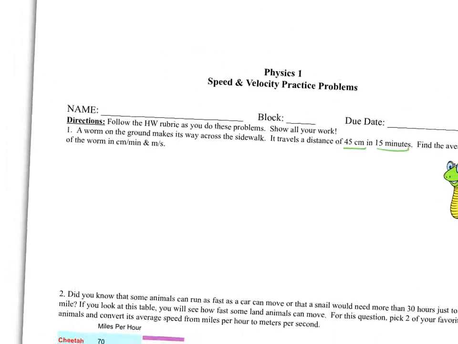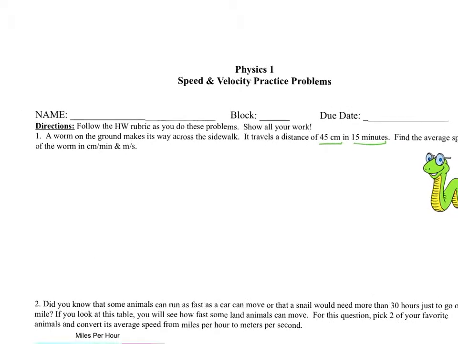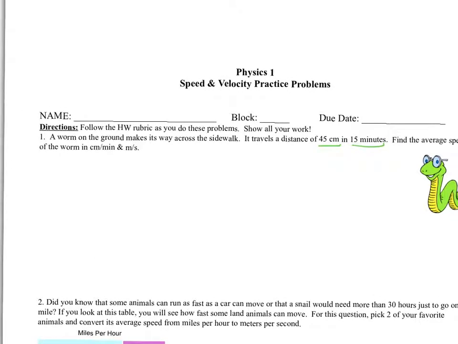All right, I'm just going to zoom in a little bit there. So I have my values here. These are going to become my givens. So I'm given 45 centimeters. Centimeters, remember we use meters for distance, so I know automatically that is going to be my total distance, 45 centimeters. 15 minutes, minutes refers to time, so my total time equals 15 minutes.